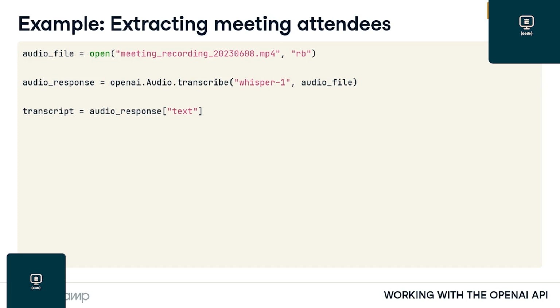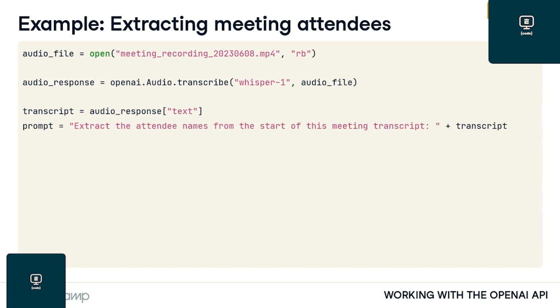Now that we have the meeting transcript, we can use it to create a prompt for the chat model. The prompt starts with an instruction to extract the attendee names from the start of the transcript. Then we append the transcript to the end. We're now ready to send the prompt to the chat model.